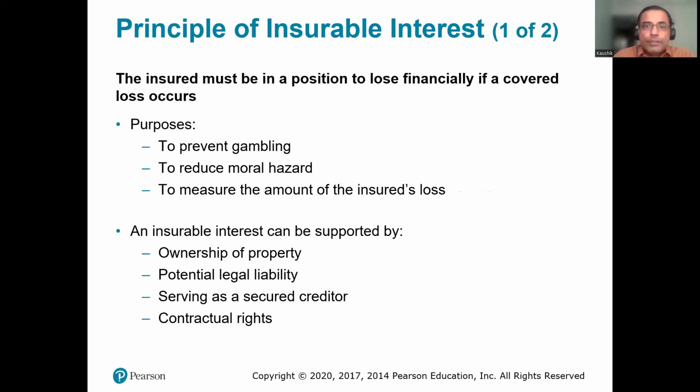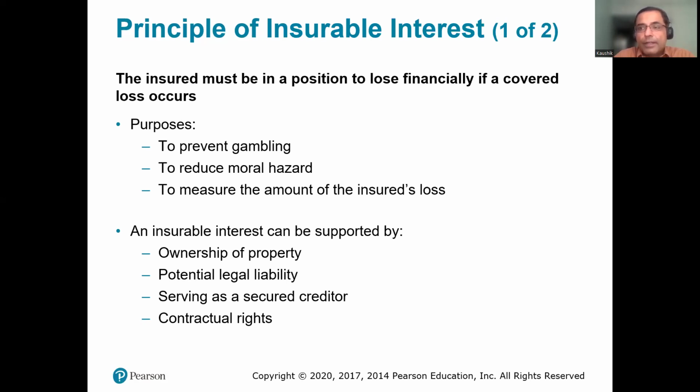The next legal principle is the principle of insurable interest. So this principle ensures that the customer happens to lose financially if the loss occurs. The reason this principle is ensured is to prevent gambling by the customer.